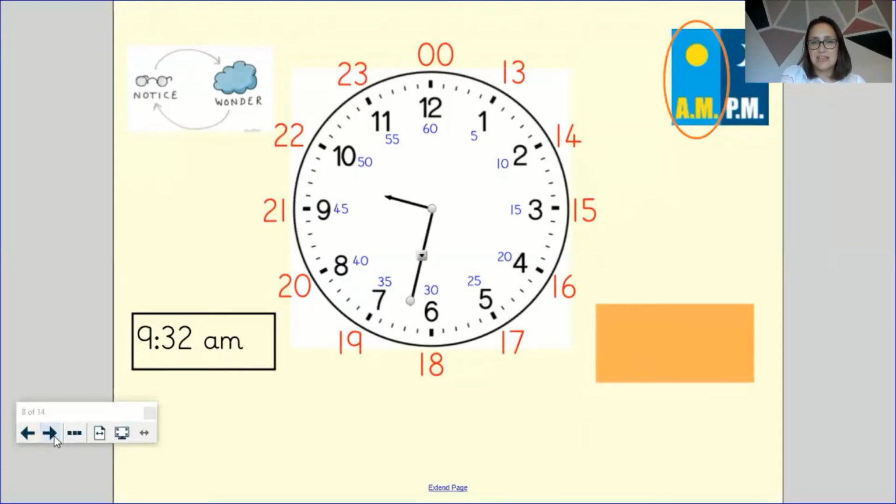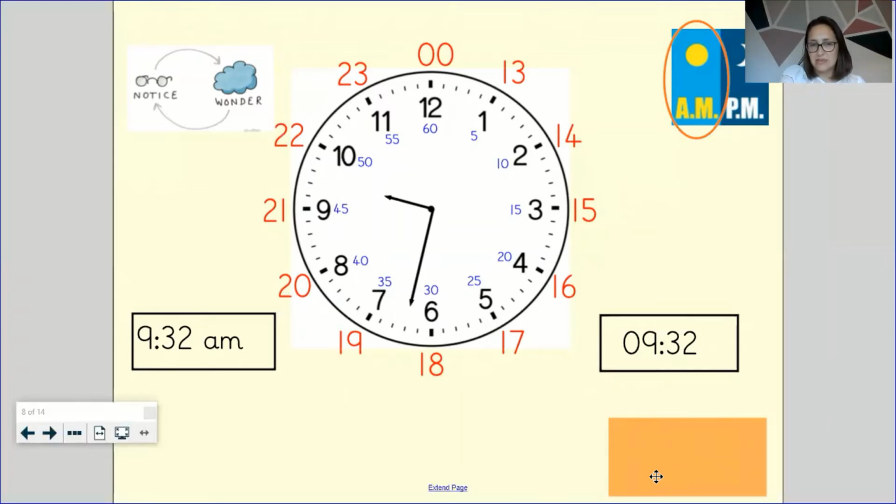Okay, having a look at this one. Have a go on your own, have a little think about what it might be, and then 09:32, because it's AM. Hopefully you noticed that it says AM, and you noticed up here that it's AM. So it's not 21:32, it's 09:32, and it has to have those 4 digits, remember. If it's a 24-hour digital display, it has to have all 4 digits.